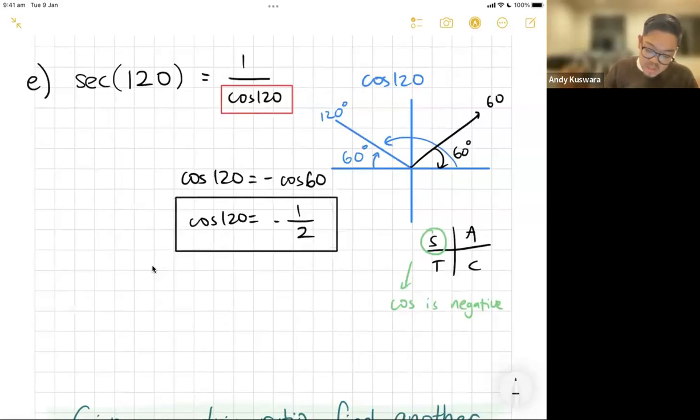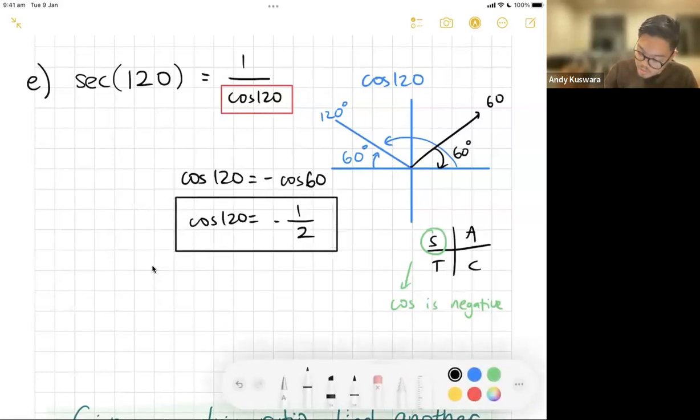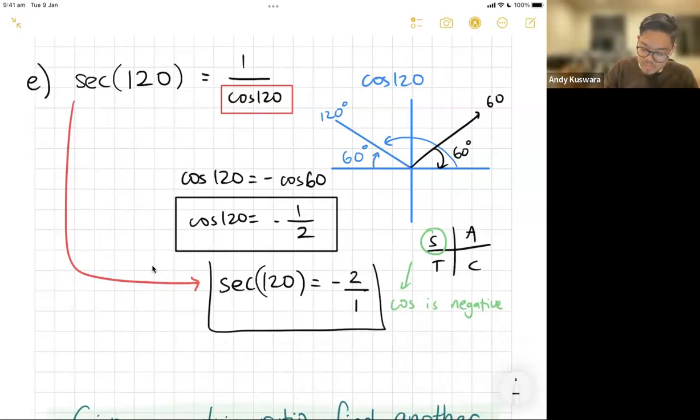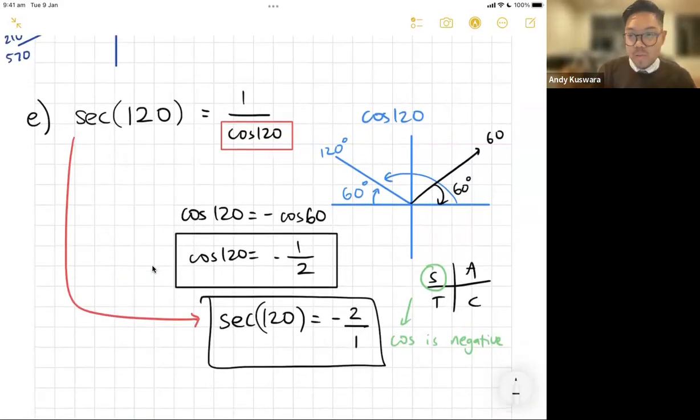Okay, now we're almost done, but here we're not looking for cos, we're actually looking for sec. So if I take sec of 120, I know it's going to be the reciprocal. So in other words, instead of saying negative 1 on 2, it'll just be negative 2 on 1. There's your answer.